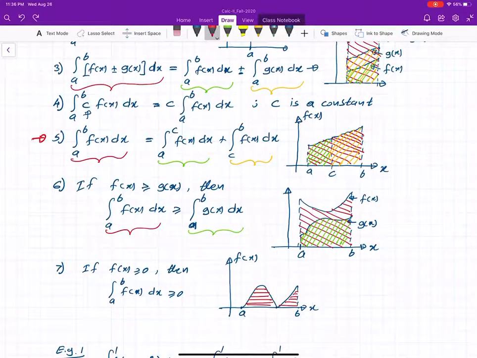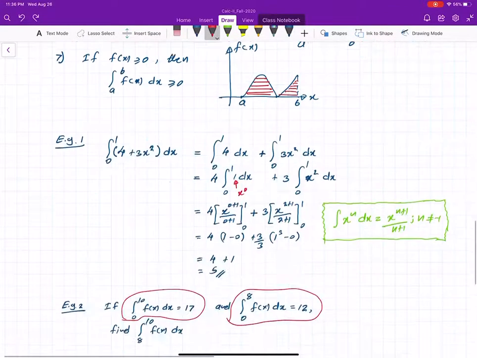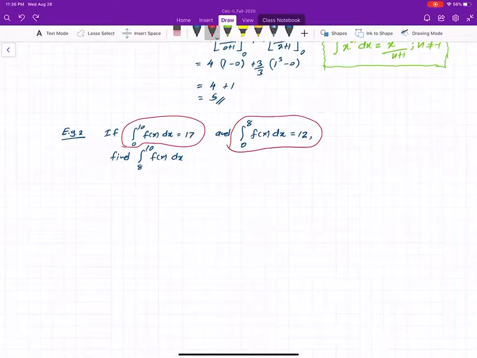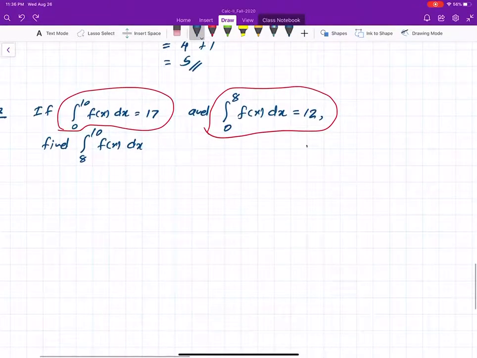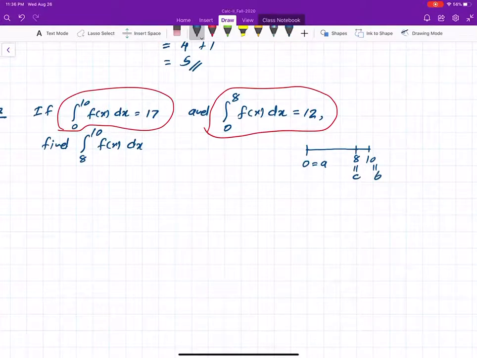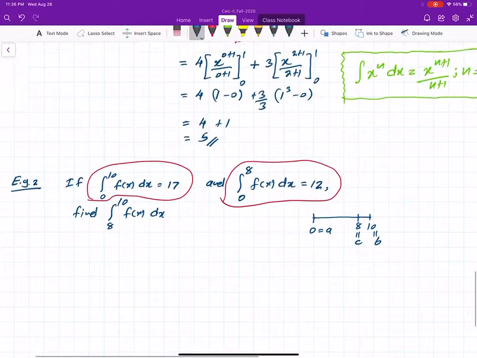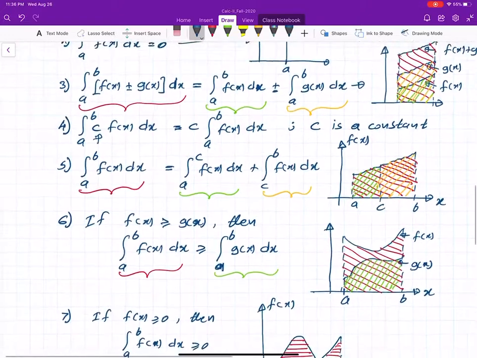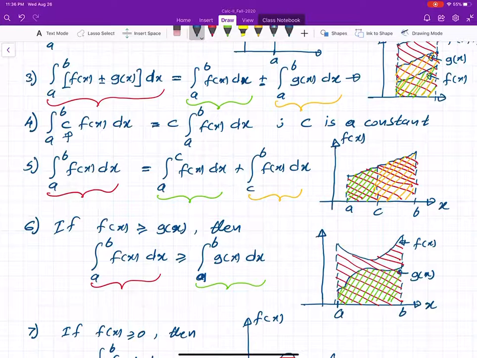So let's consider how these numbers vary. So you have 0 here, and then you have 8, and then you have 10. Okay, so I take this to be A, take that to be C, take that to be B. Okay, so I'm going to rewrite that property. The property is right here. I'm going to rewrite this property number 5.